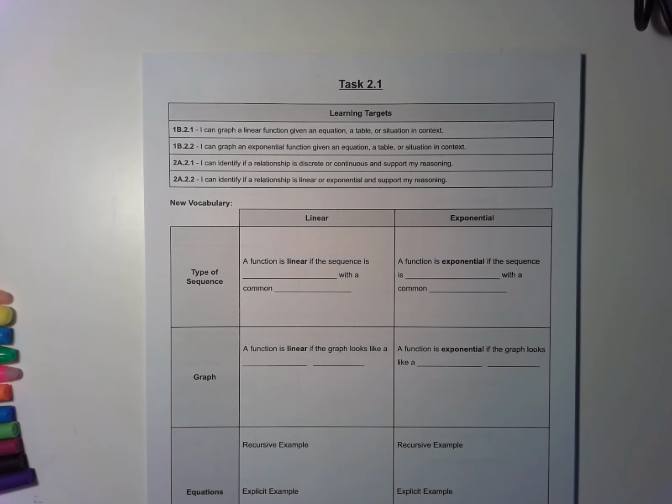The second learning target is I can graph an exponential function given an equation, a table, or a situation in context. And the third learning target is I can identify if a relationship is discrete or continuous and support my reasoning. And last but not least, I can identify if a relationship is linear or exponential and support my reasoning.